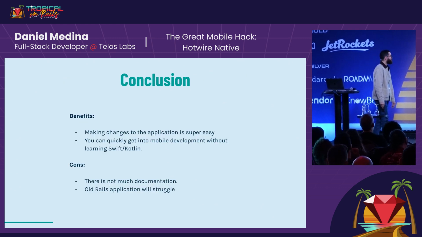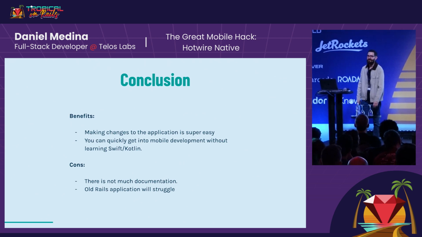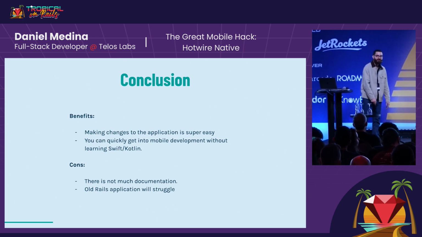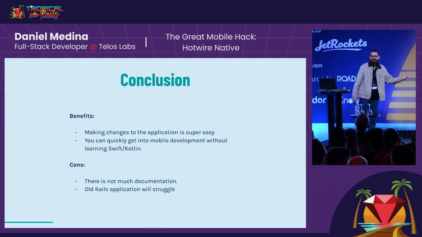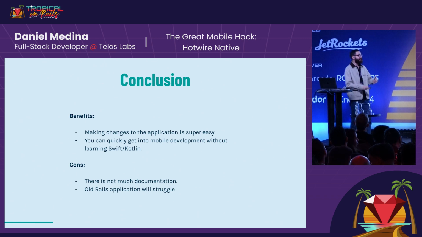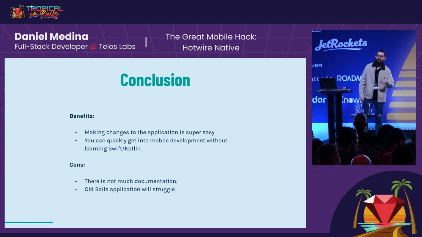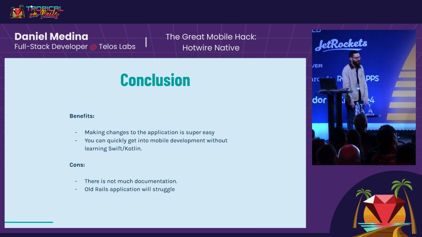The conclusion is very straightforward. One of the main benefits that I learned is that making changes to your application is really easy. You just have to change your Rails code, and it will be pushed directly. It will be in the application directly. Because if you create a fully native application and want to make a small change, it's a very hard and tedious process to get the application updated in the iOS App Store.